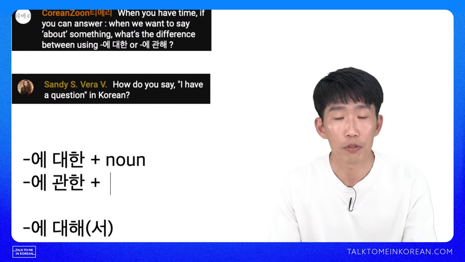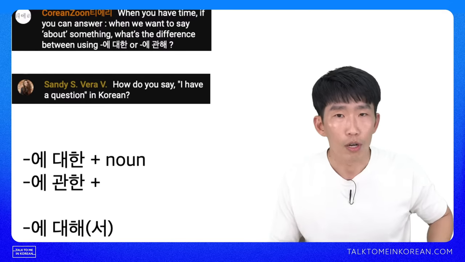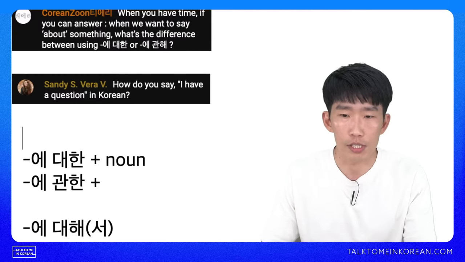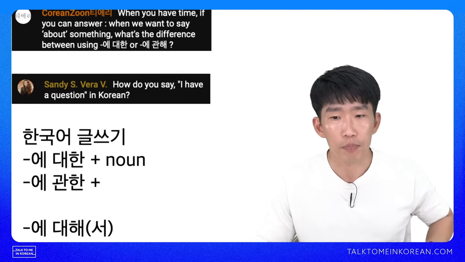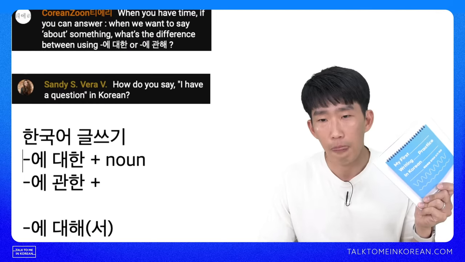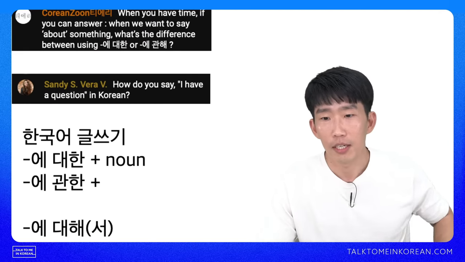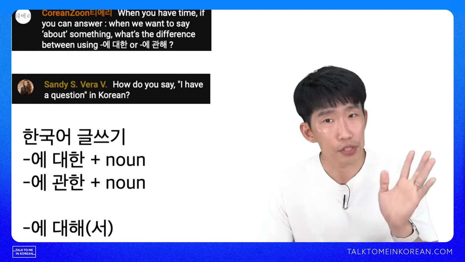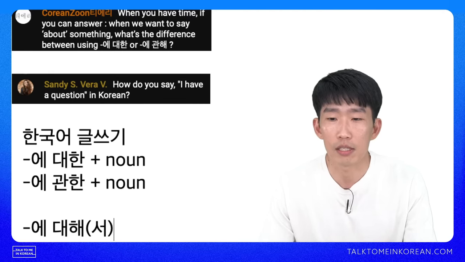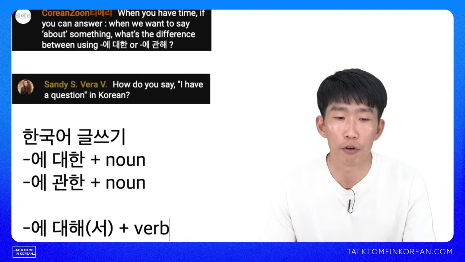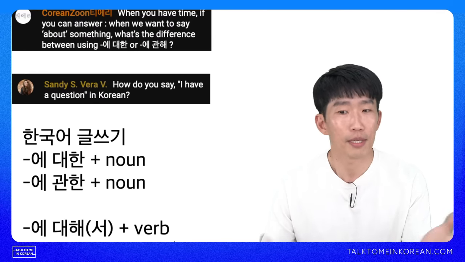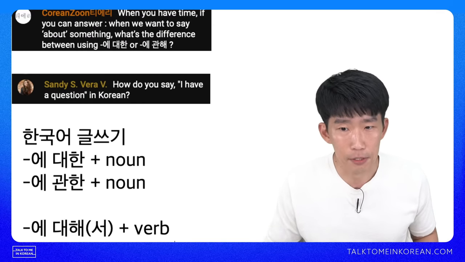It's followed by a noun. So 한국어 글쓰기. We're talking about 한국어 글쓰기, right? Korean writing. 에 대한 책. It can be followed by a noun. 한국어 글쓰기에 관한 책. 한국어 글쓰기에 대해서 이야기해요. So it has to be followed by a verb. Okay, that's the difference.